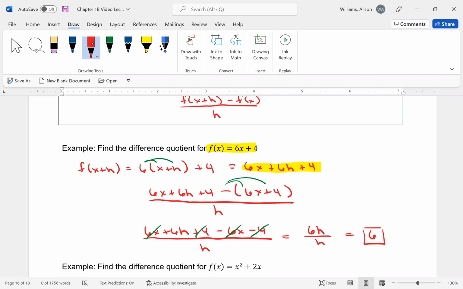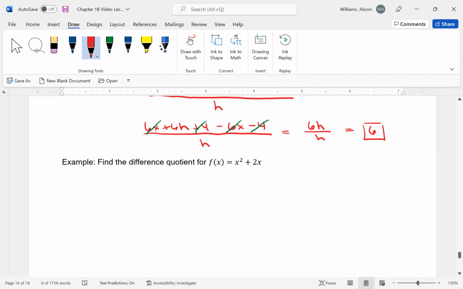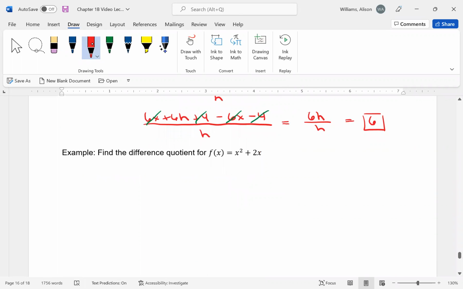Let's try a more complicated example: f of x equals x squared plus 2x. For this one, I'm going to first find f of x plus h, which means I'm going to take x plus h and plug it in everywhere I see x. So it's going to happen twice, first in the squared and then in multiplying by the 2. So I need to figure out x plus h squared. That's going to be a FOIL problem, x plus h times x plus h.